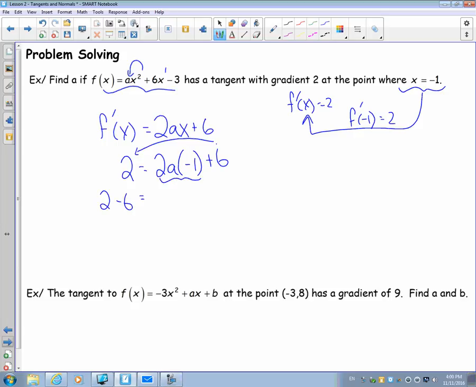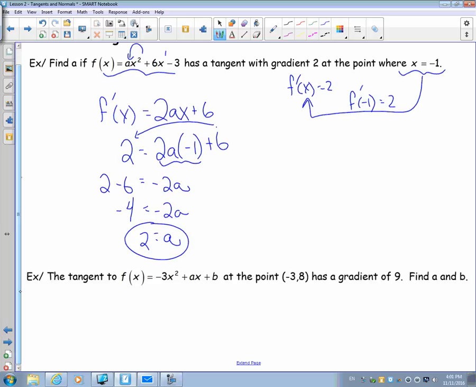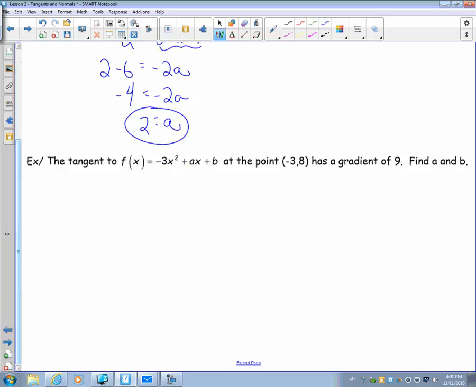On the right side, I can multiply all this together. I'll get -2a. So I have -4 equals -2a. So a must be 2. I've solved it. A little bit of problem solving. Recognizing the information that I was given. Okay, let's try the next one.